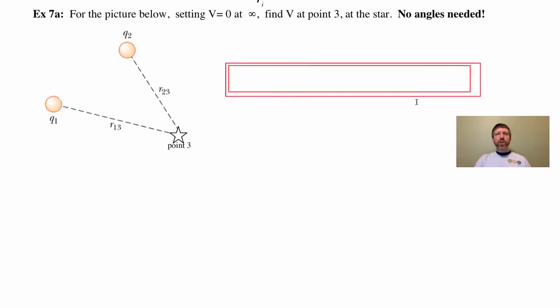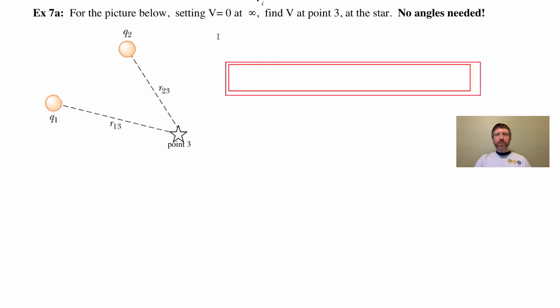For the picture below, I'm going to set V equals 0 at r equals infinity, and we want to find V, the potential at point 3, at the start. Notice that unlike fields, I do not need any angles. It's awesome. It's so much easier. What's the potential at this point? If Q1 is r13 away from point 3, and Q2 is r23 away from point 3, what is the potential at point 3?